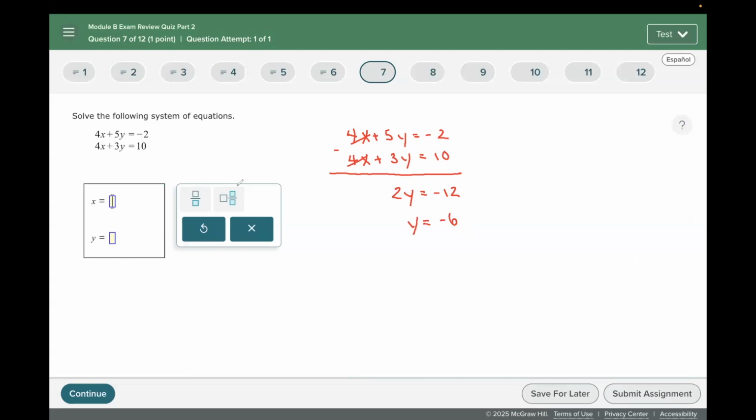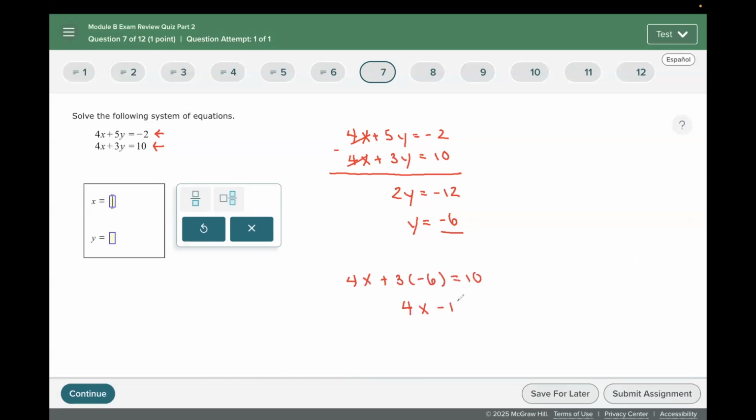Now, we also did this in the previous video. We have complete freedom to pick whichever of these equations we want to use to substitute. So we got y equals -6. I think I'm going to use the second equation just because notice I only have to multiply by 3 instead of 5. So to solve for x, we say 4x plus 3 times -6 is equal to 10.